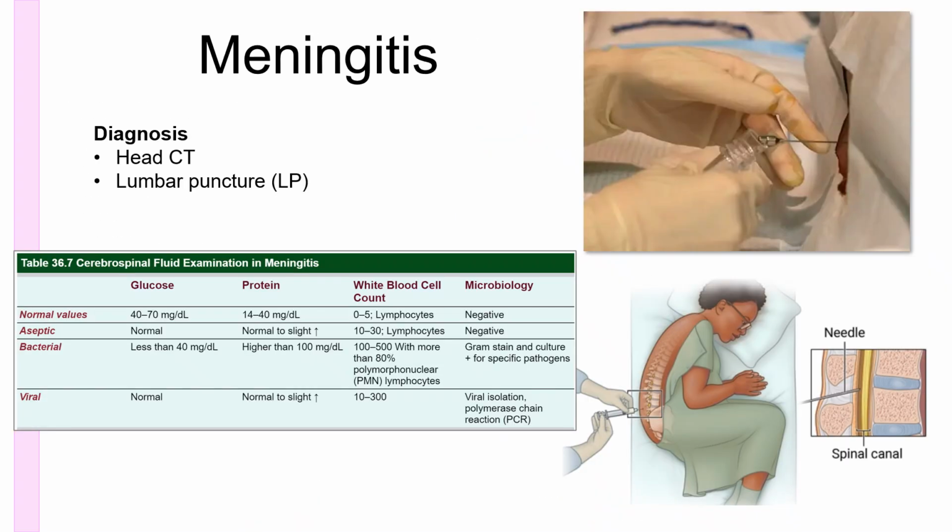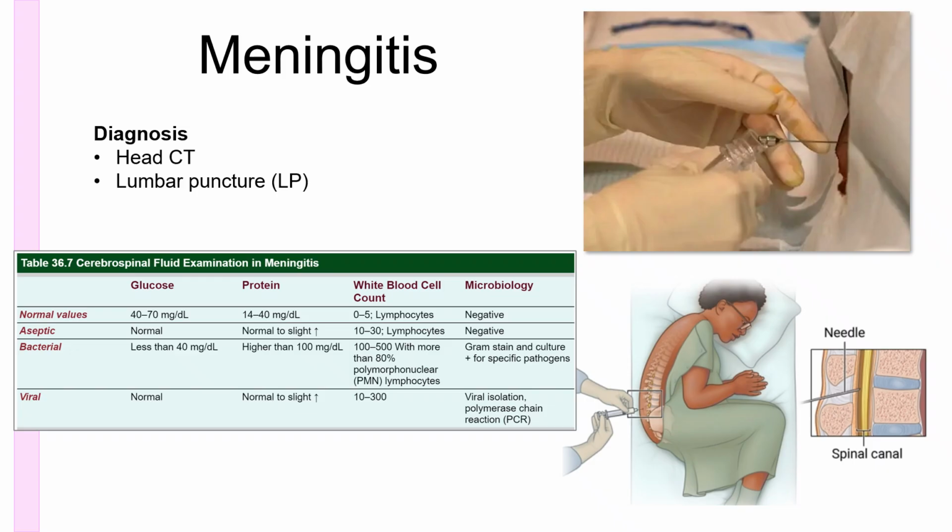Diagnosis. When it comes to confirming meningitis, we rely heavily on diagnostic testing. A head CT is usually done first, especially when there's any concern about increased intracranial pressure. Why? Because performing a lumbar puncture without ruling that out could be dangerous. Once it's safe, the lumbar puncture, which can also be called a spinal tap, is the gold standard. It allows us to analyze cerebrospinal fluid for signs of infection, inflammation, or bleeding.